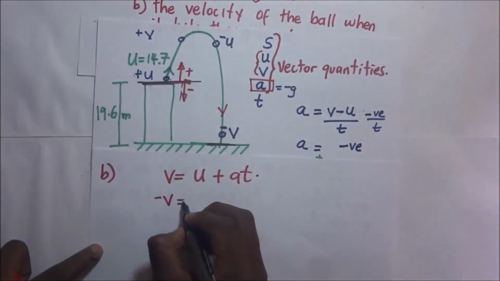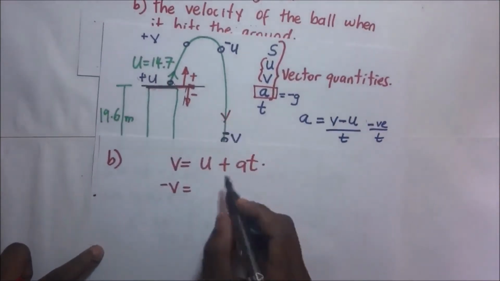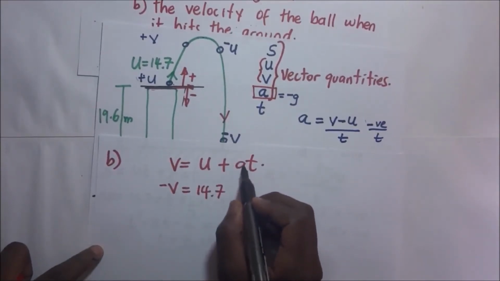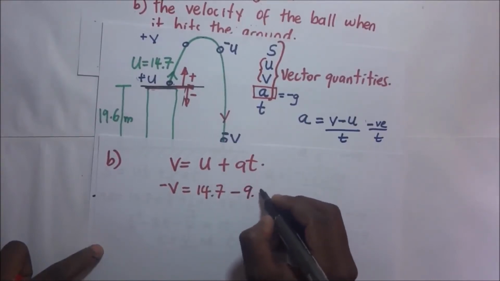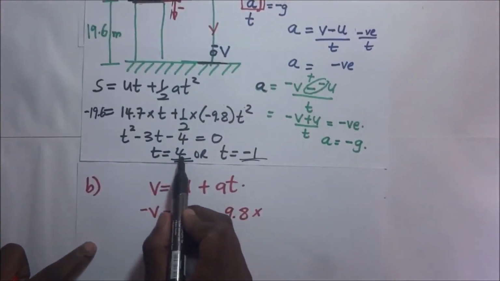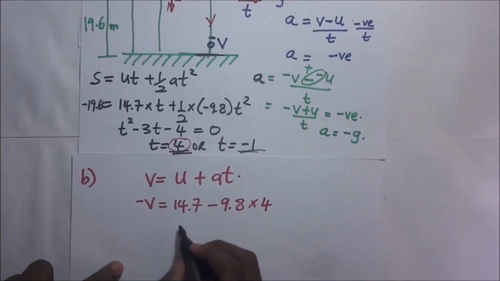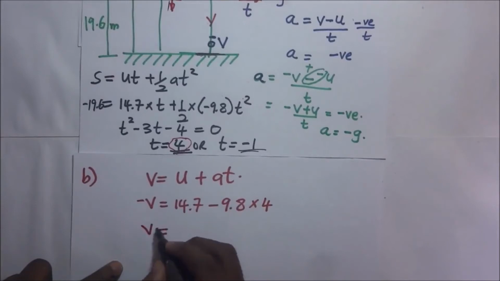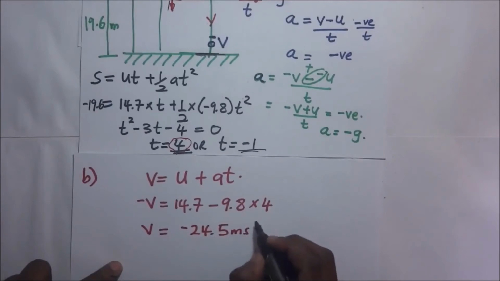So negative v is going to be equal to the initial velocity. Our initial velocity is positive, so it's 14.7. The acceleration, remember, is negative 9.8, so it's going to be minus 9.8 times the time. Now the time taken for it to reach the ground is 4, according to our previous question, so it's times 4. So we go ahead and calculate. We're going to end up with our value of v giving us negative 24.5 meters per second.